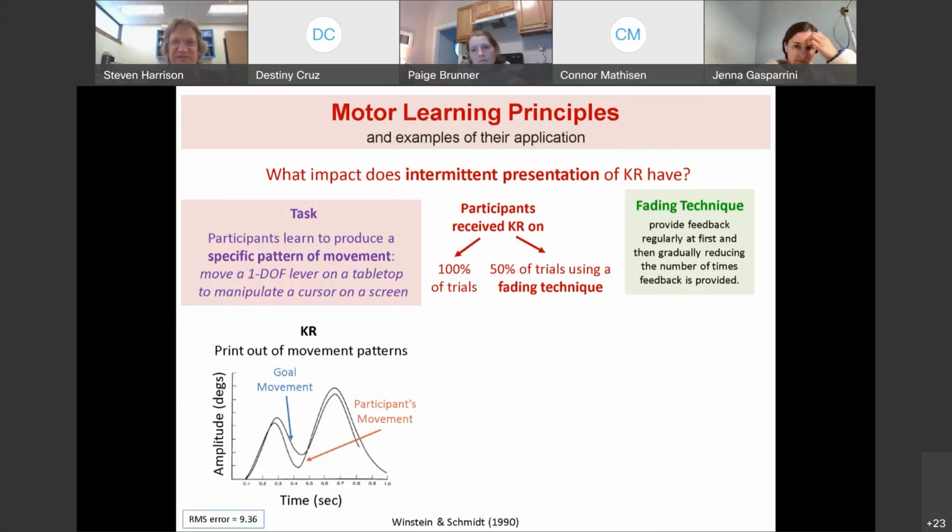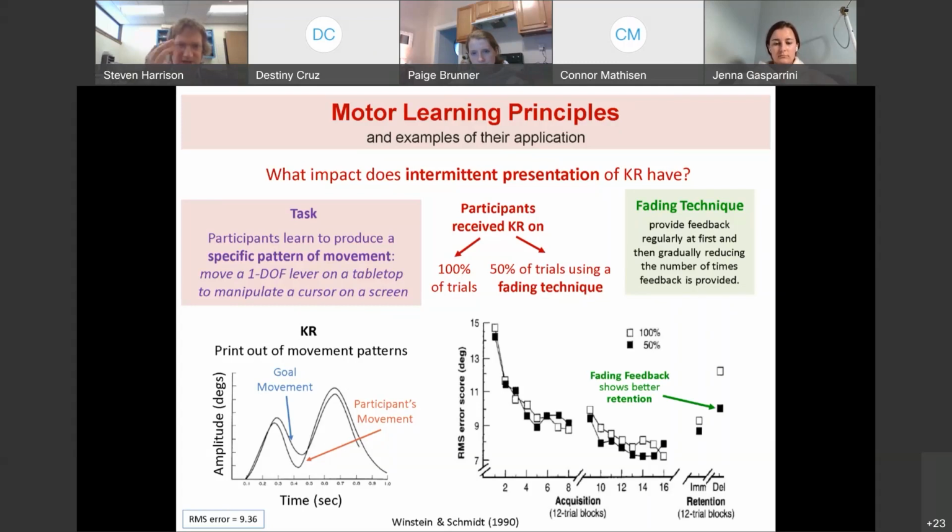Okay, so what do I mean by a fading technique? This means providing feedback frequently at first, and then slowly reducing how often you provide the feedback, so that by the end of the training, you're providing almost no feedback. So the volume of feedback is going to fade away.